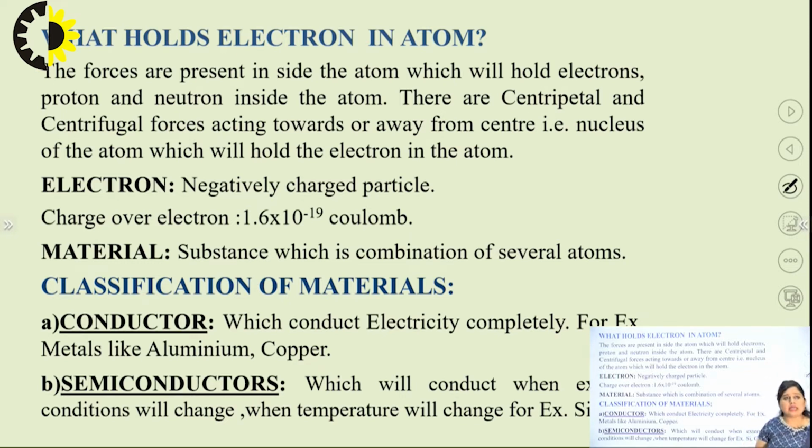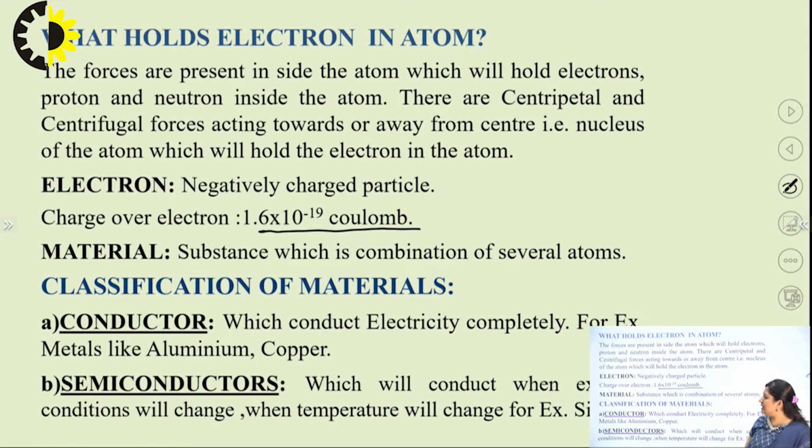So next, coming to what holds the electron in an atom. How can an electron stay inside a particular atom? The forces present inside the atom hold electrons, protons, and neutrons inside the atom. As I have told you, these are the centripetal and centrifugal forces which act towards or away from the center, that is the nucleus of the atom, which holds the electron in the atom. The electron is basically a negatively charged particle which has a value of 1.6 x 10^-19 coulomb.